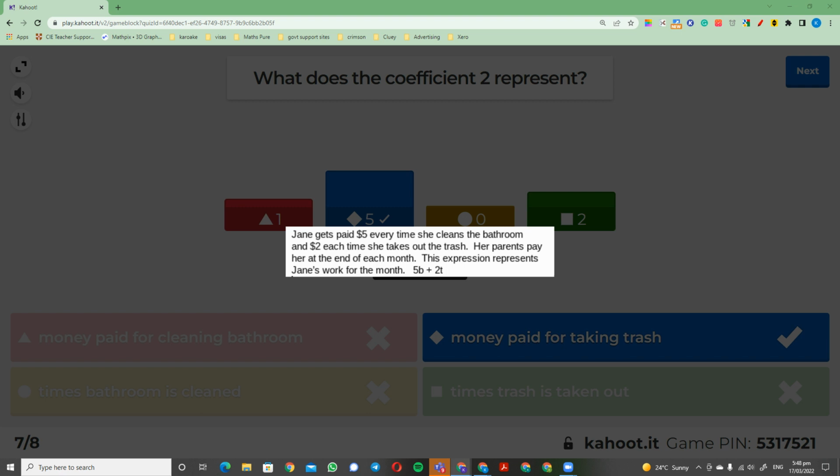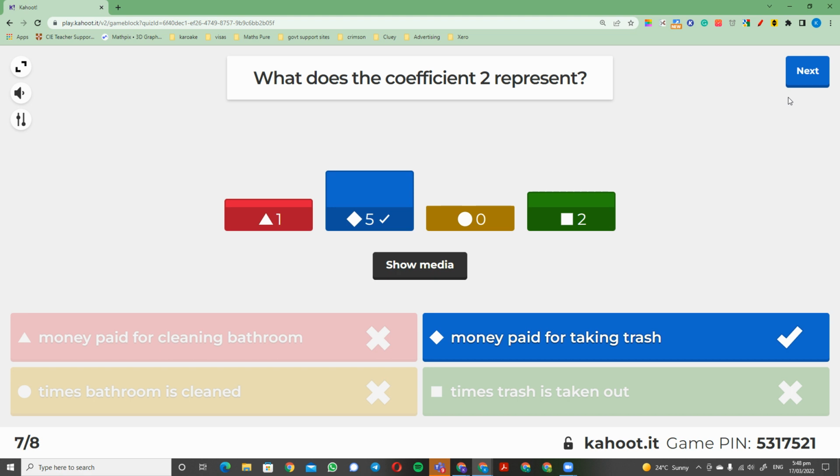Because the 2 represents $2 each time she takes out the trash, and it didn't say the T, so you don't multiply by times trash is taken out. Yeah, that's perfect, Sophia. Thank you so much.